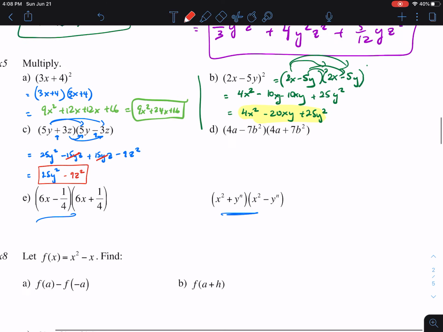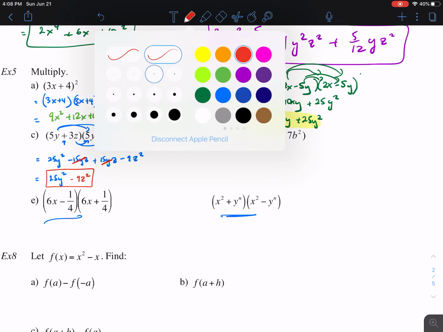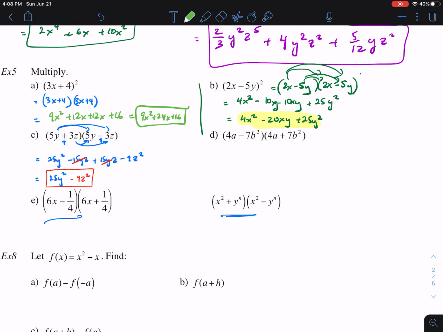Okay. So using that, we can guess what this turns out to be, because you have a binomial times itself with the opposite sign. If we get this right, we know the middle term is going to cancel based on the last example. So let's try 4a squared and then 7b squared. Let's see that work: 16a squared minus 49b to the 4th. So we're guessing that that's our answer.